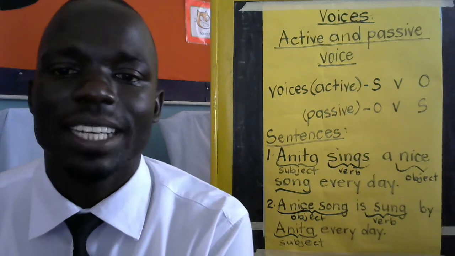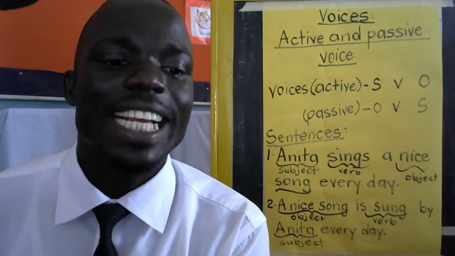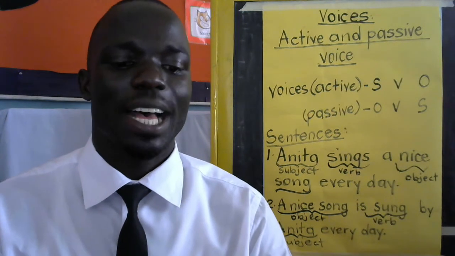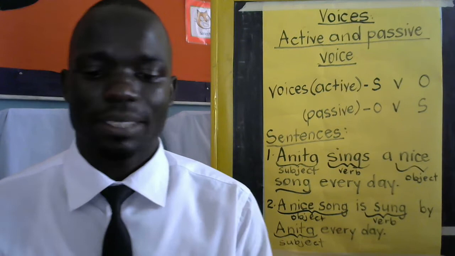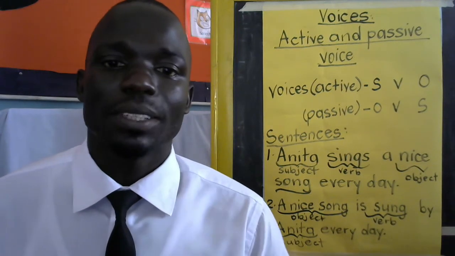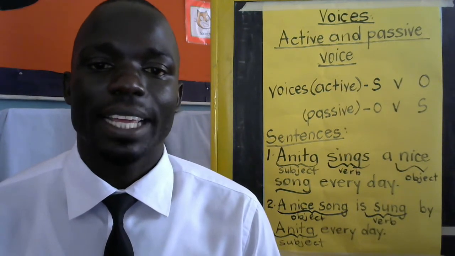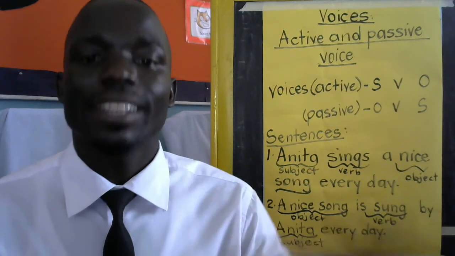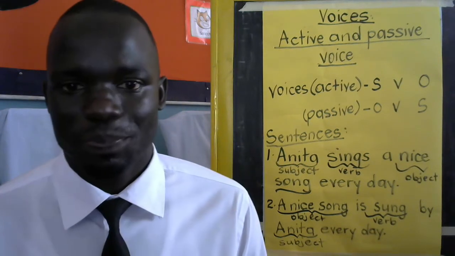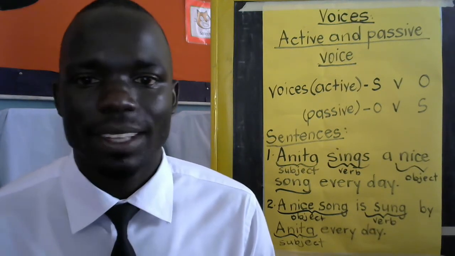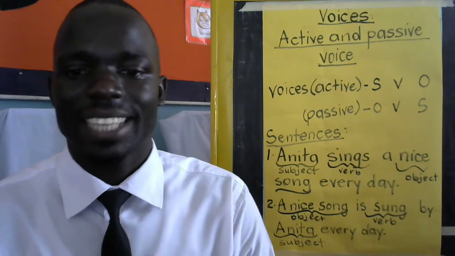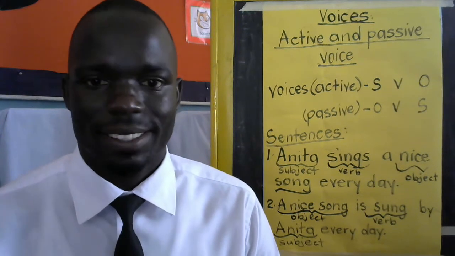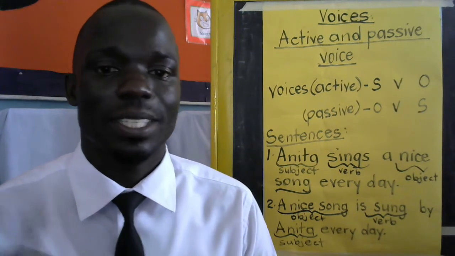So we have some unclear doers that you don't need to add. They include words like people, and words like he, she, they. So these are unclear doers. By them, by him, by her. So those ones are unclear doers. You don't need to include them in your sentences, more so in the passive voice sentence.